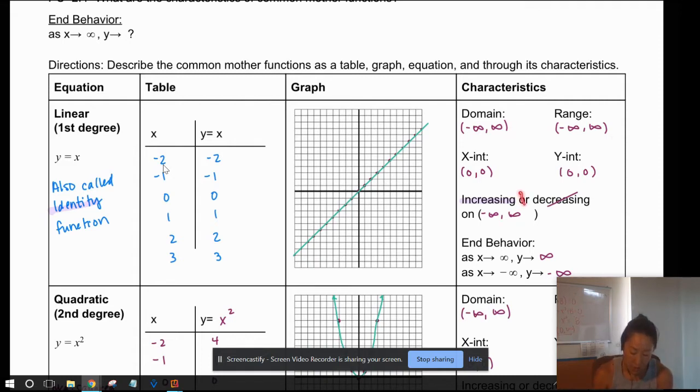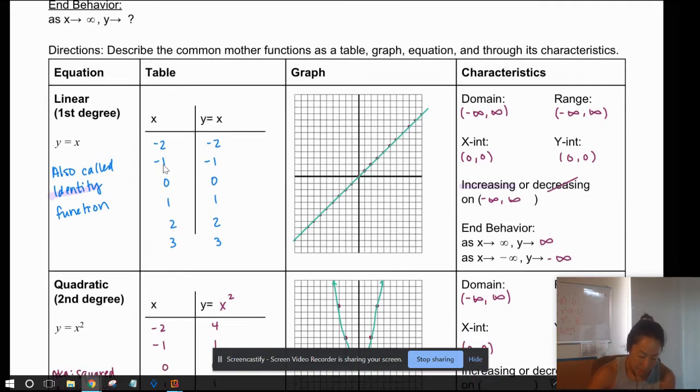This graph always increases, so all the way from negative infinity to infinity, it's going to increase, or for all x values. We always read the intervals of increasing or decreasing using the x values of the graph. It's like a domain. The end behavior: since it always increases, we start low. So as x goes to negative infinity, y goes to negative infinity. And as x goes to positive infinity on the right, y goes to positive infinity.